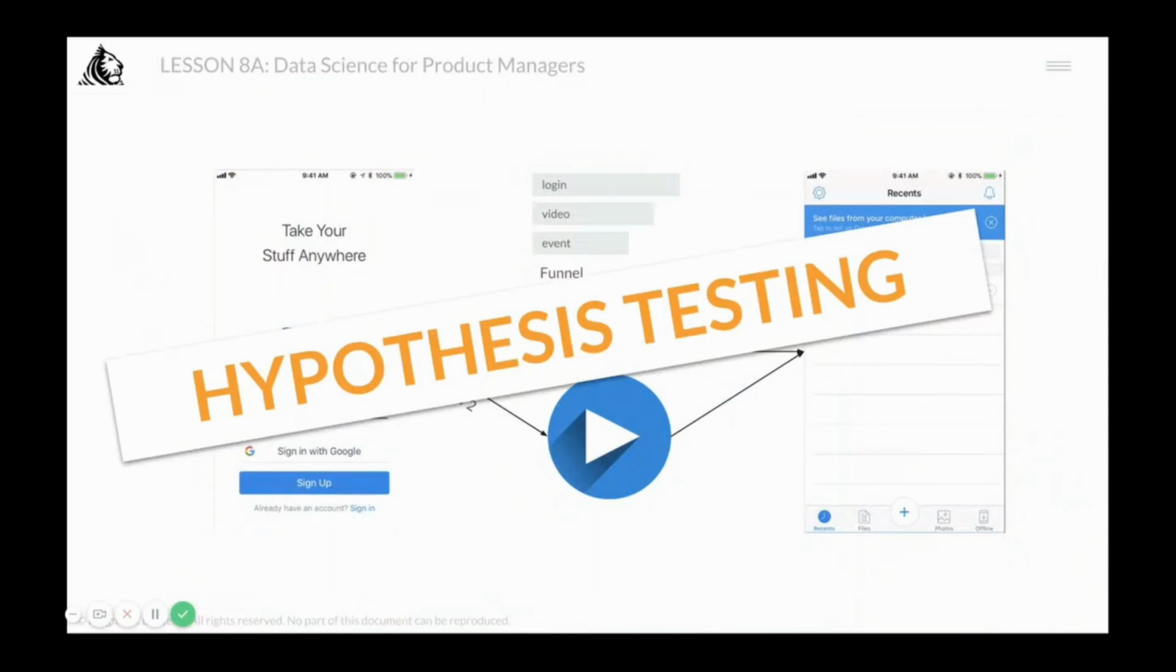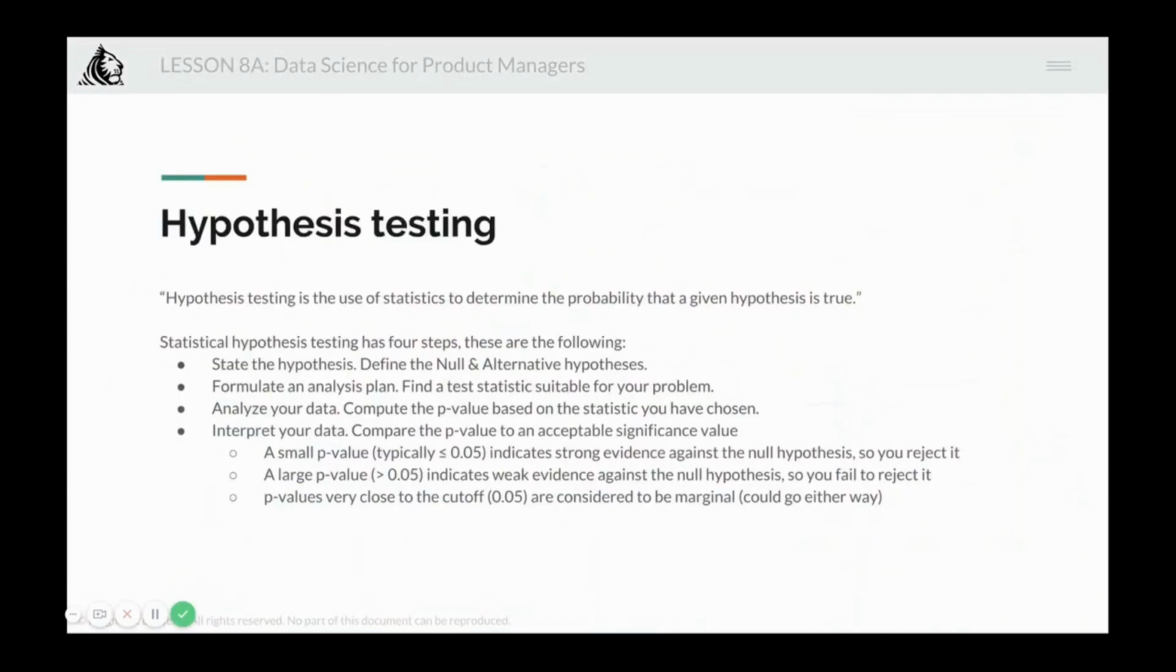So this entire exercise is basically hypothesis testing, and this is a basic concept in statistics. Hypothesis testing is the use of statistics to determine the probability that a given hypothesis is true. This is where hypothesis testing comes into the picture for product managers as well. Hypothesis testing is the use of statistics to determine the probability that a given hypothesis is true.